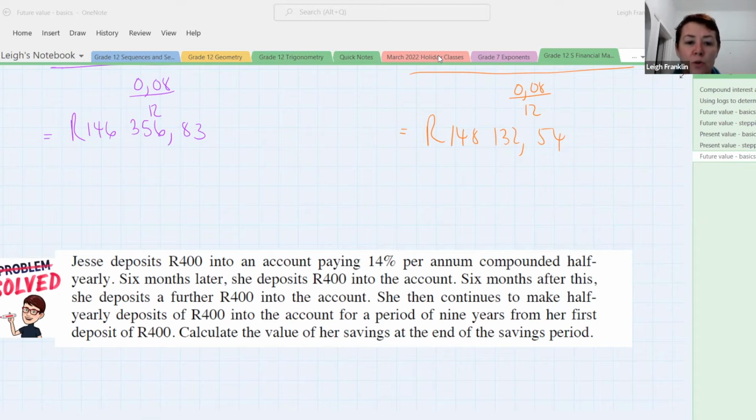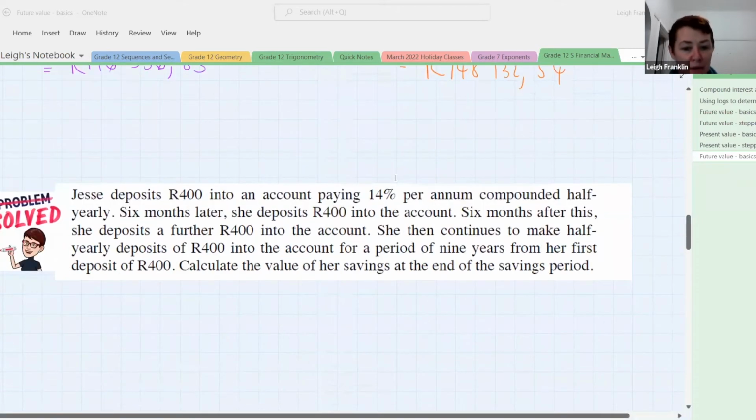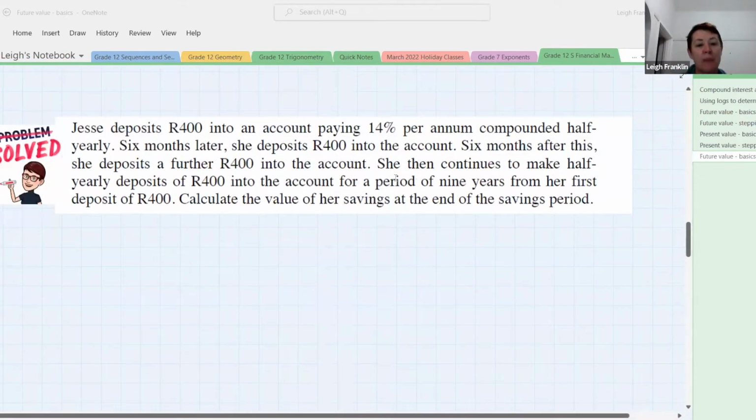I chose this question specifically because it's compounded differently and she's making deposits every 6 months rather than every month. So that's what's different here. There's not a monthly deposit. There is a half yearly deposit of 400 Rand that's going into the account. Remember, N represents the number of payments that are going to be made. So it's not necessarily months. It depends on the question.